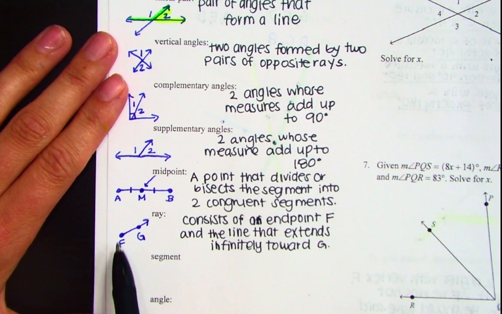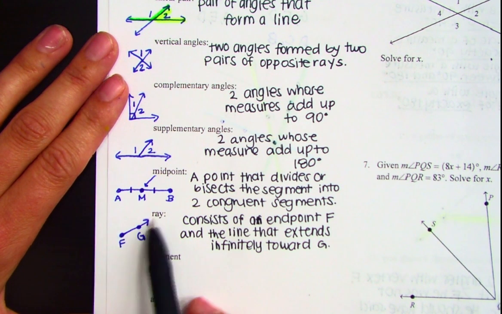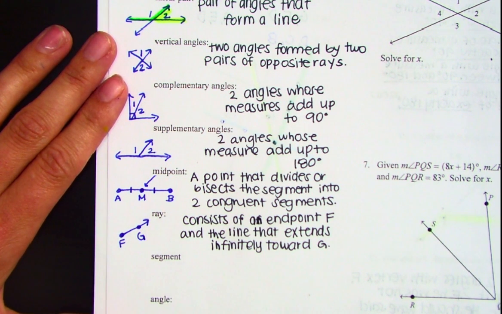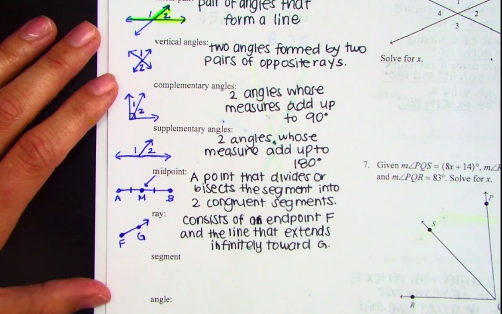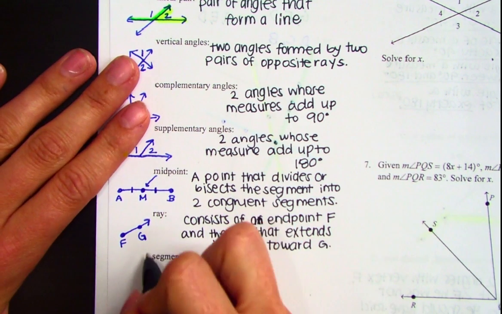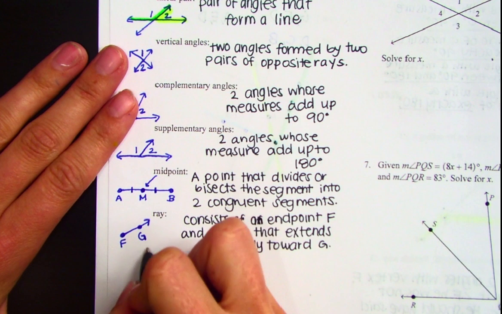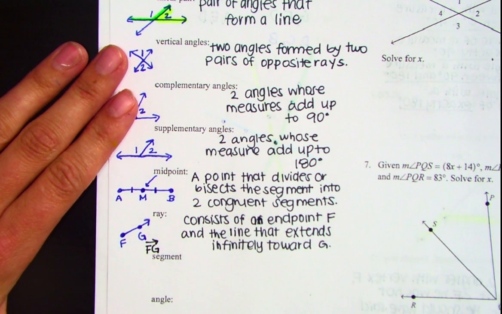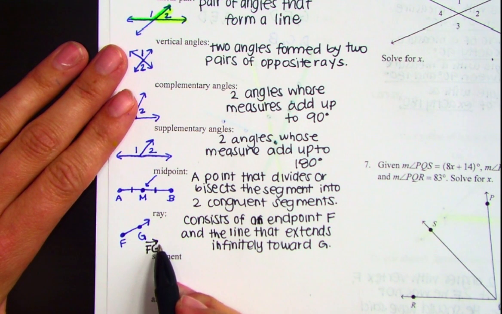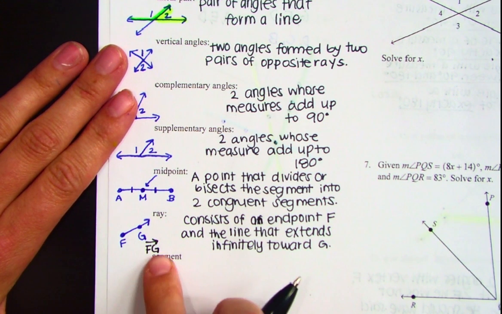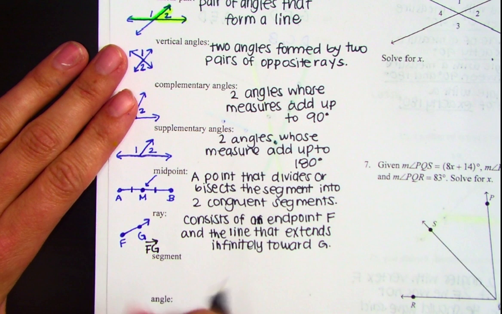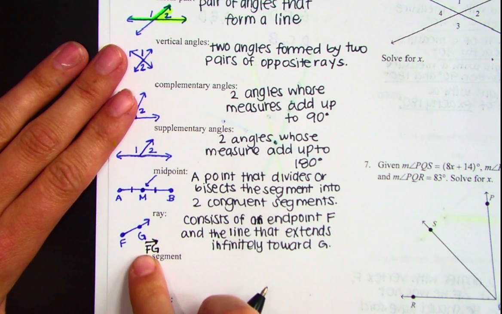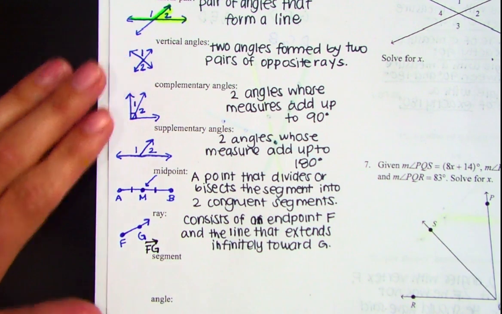So it's always going to have an endpoint and then a line that extends infinitely towards another point, in this case, point G. And then I'm just going to add in that if you wanted to write down the name of this, you would write it like this, FG, and then has that line, the arrowhead, going towards G here. So you put the little ray above the endpoint going towards the point G in this case.